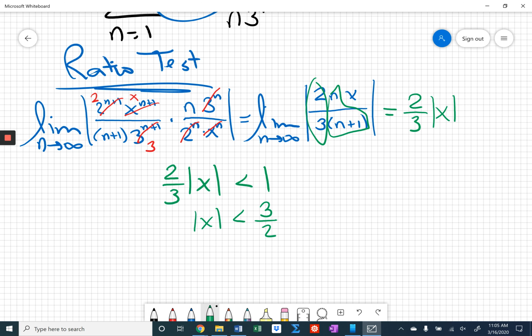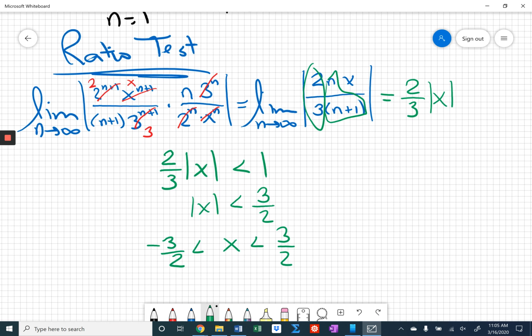well, I'm going to go through this in a minute. I'm sort of pausing in my head. I want to explain this now. You may recall, you may not recall from an earlier math class. That means that -3/2 is going to be less than x, which is going to be less than 3/2. So those are the values of x for which the series converges.